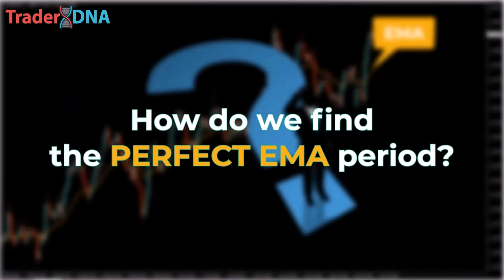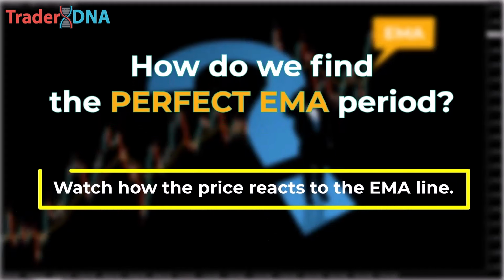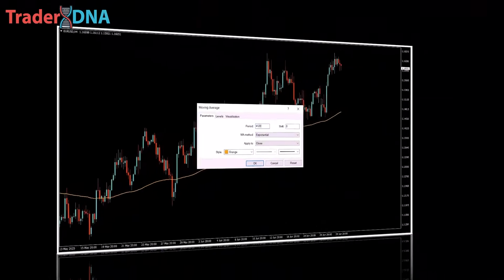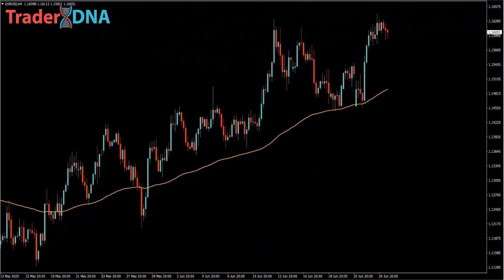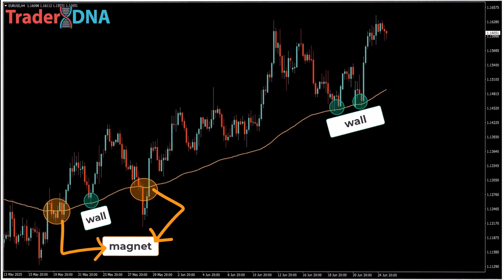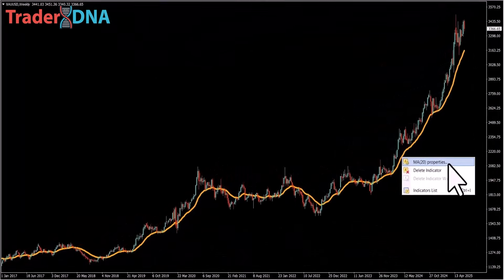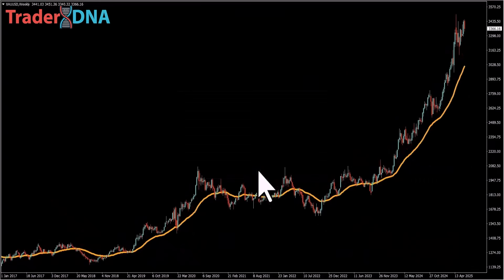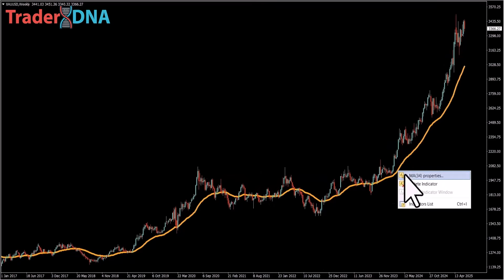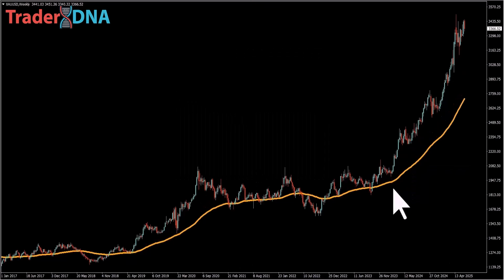Here's how you find it. Don't guess. Test. You literally watch how price reacts to your EMA. If it hugs the line like a magnet, if it bounces off it like it just smacked into an invisible wall, boom, that's your golden setup. That's when you know the EMA is dialed in. And check this. This isn't some one and done magic number. Nope. You start with the 20 EMA, then 34, then 50, 75, 100, 150, all the way up to the 200. One by one, test them. Watch how price reacts.